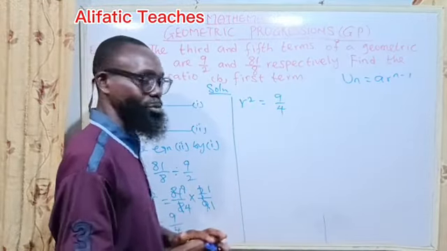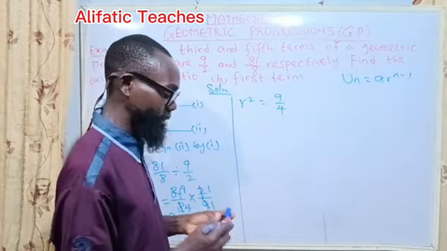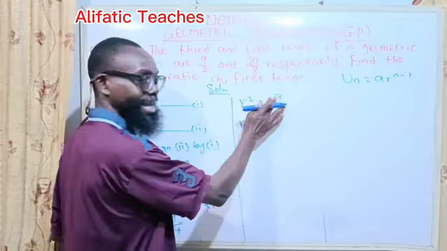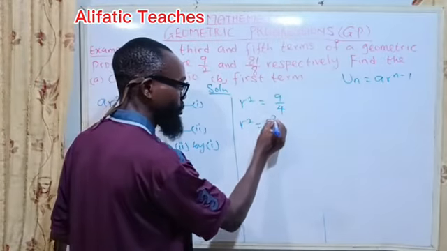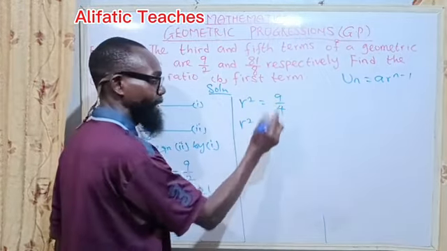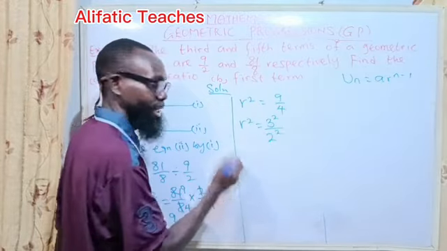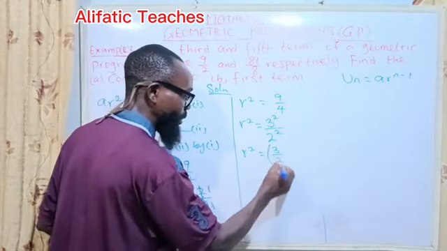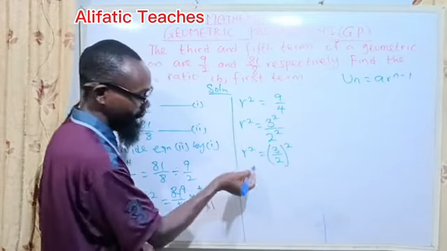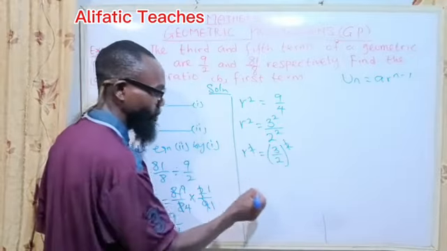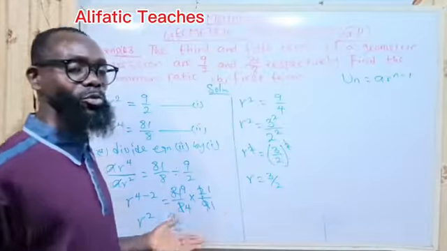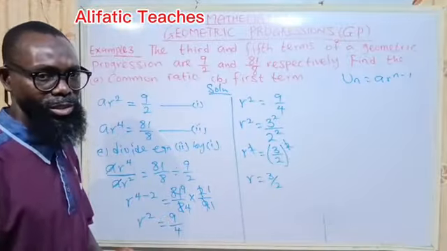I need my R and not R squared. I will now say R raised to power 2 equals 9, which can be written as 3 raised to power 2, over 4, which can be written as 2 raised to power 2. That is R squared equals 3 squared over 2 squared. They both have power 2 in common, so the power of 2 cancels the power of 2. R equals 3 over 2. You can see I'm able to get my common ratio.